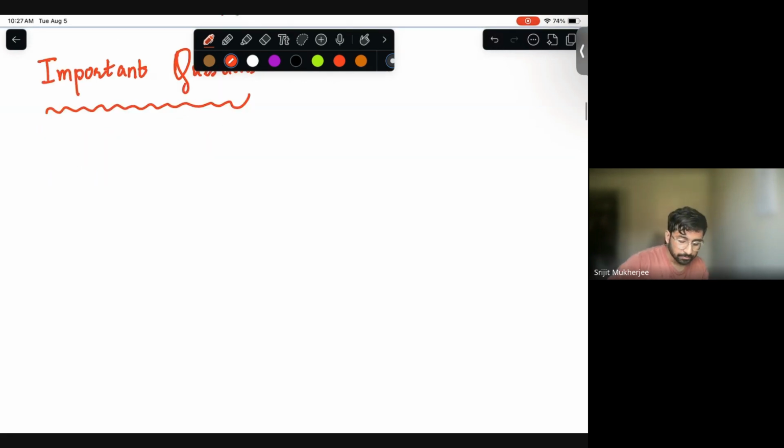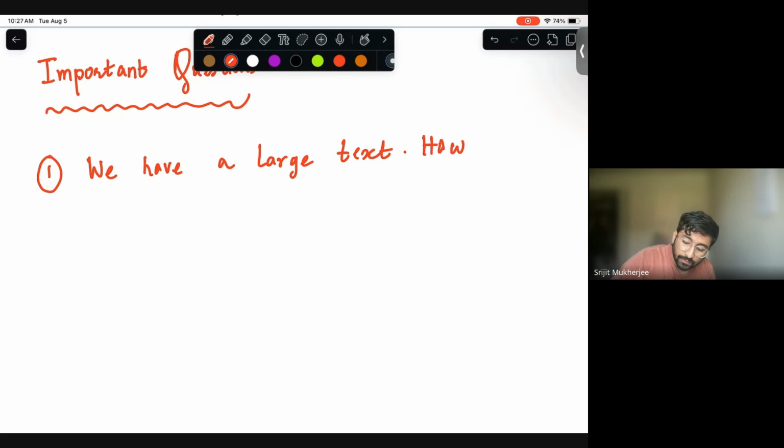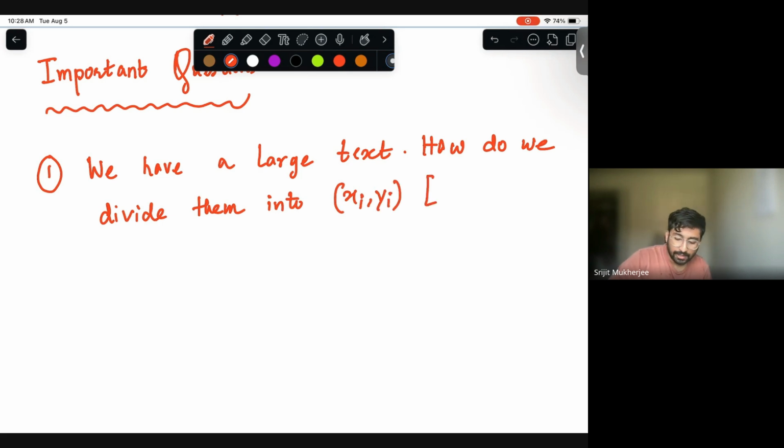Number one is that we have a large text. The question is, how do we divide it into xi and yi, like input and output pairs?